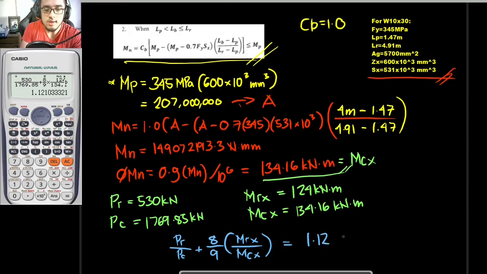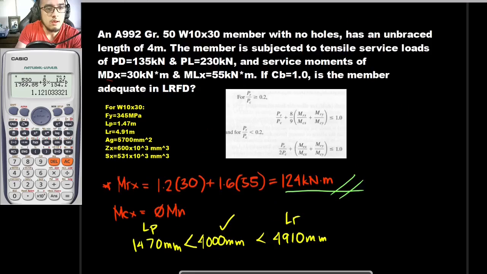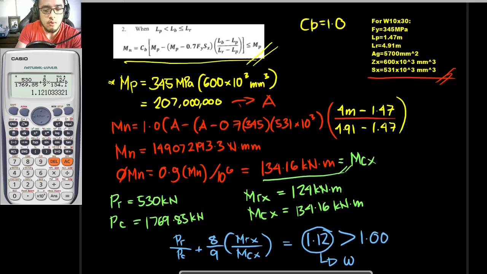And 1.12 is definitely larger than 1.0. Though it might be close, it is still not enough. If it is greater than 1.0, it means that our section, which is W10 by 30, if I'm not mistaken, is not adequate. Yes, W10 by 30 is inadequate, I should say. So are you guys following?